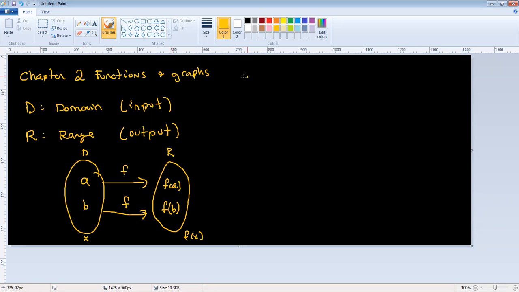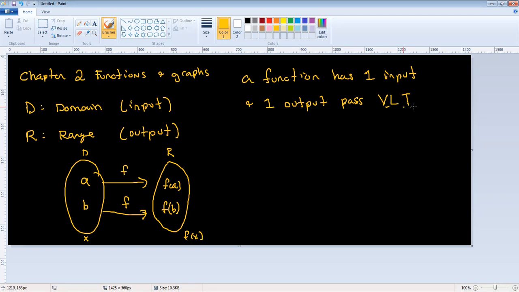So a function has one input and one output. Okay, and it must pass the vertical line test. Vertical line test.